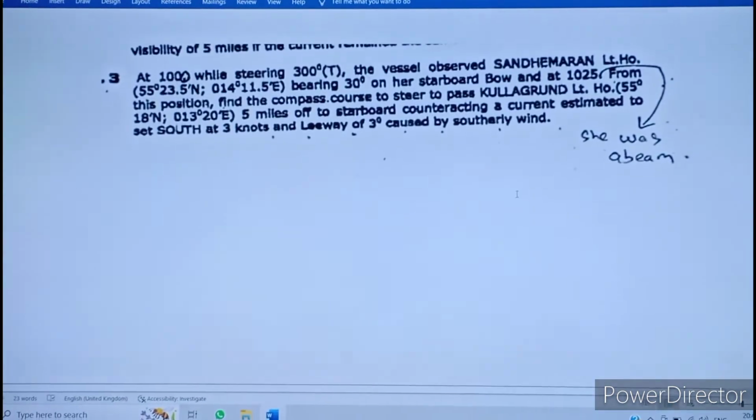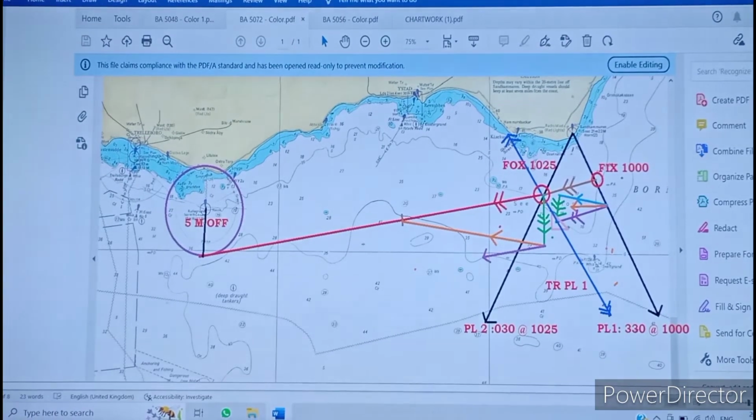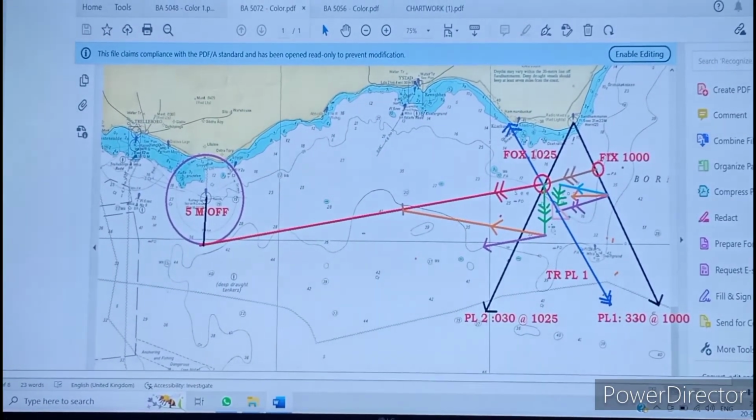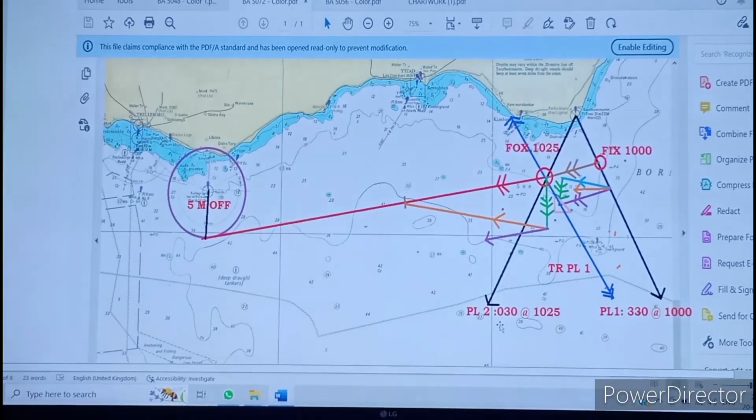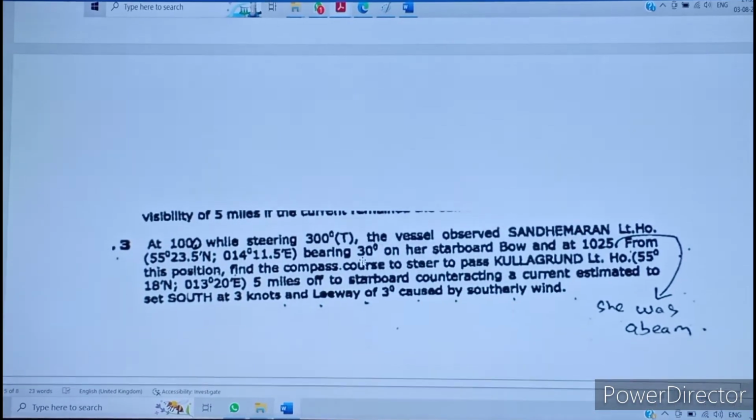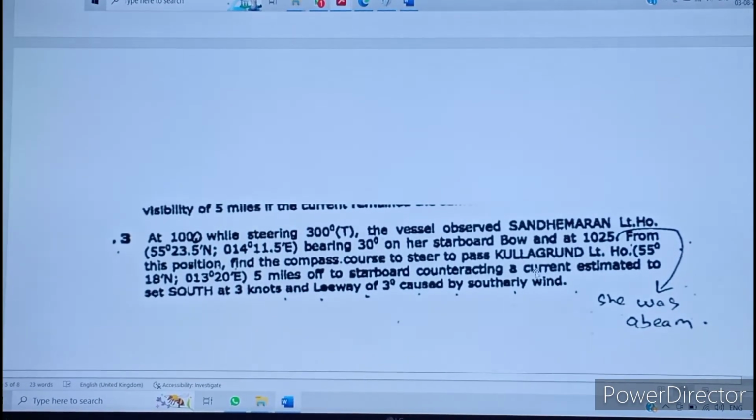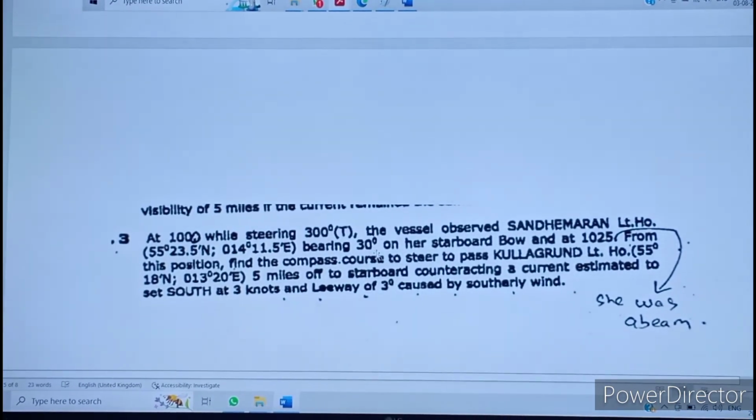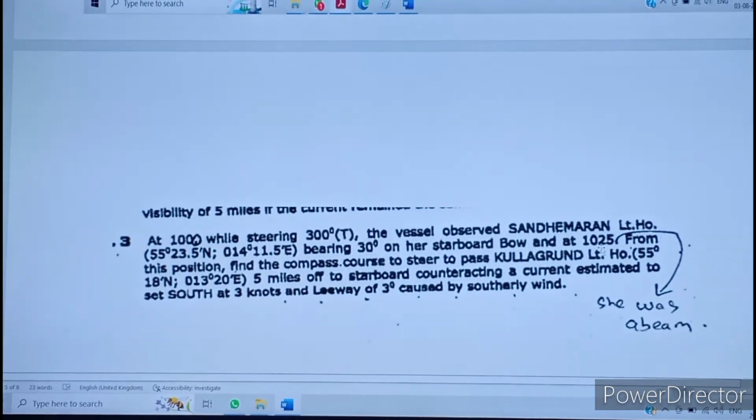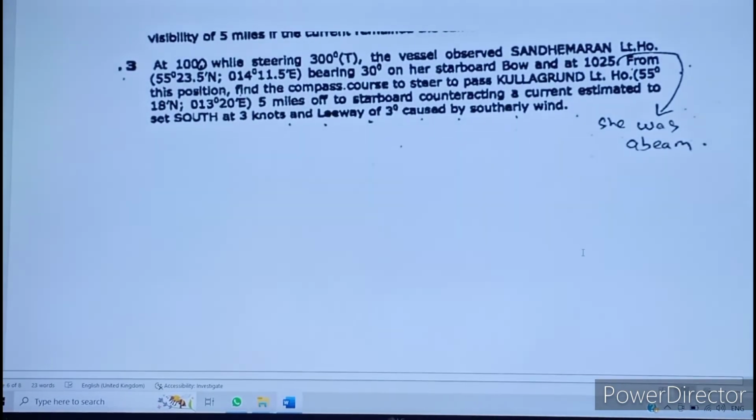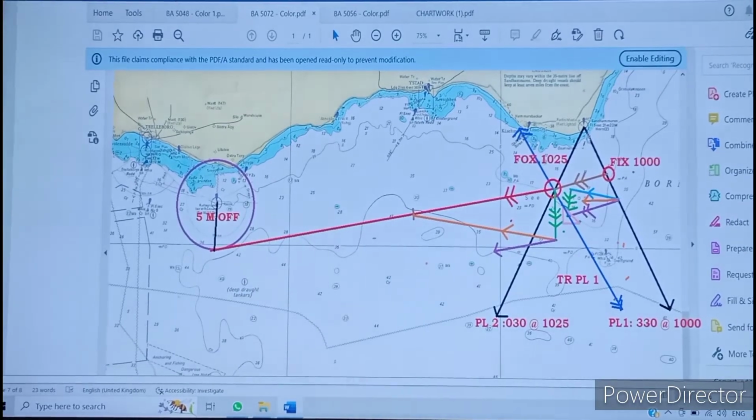I already explained this question, but I will explain it again. This is what we have first: we have the two PLs, 1000 hours and 1025 hours. How do we get the PL? CTS plus 30 degrees, and CTS plus 90 degrees. So 300 plus 30 is 330, and this is 030, because it's more than 360, so you have to subtract 360. So this is the first PL, this is the second PL.